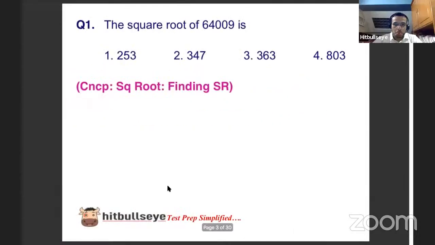So, okay, let's talk about the square root. I'll give you a minute. Can anybody tell me what is the square root of 64009? Can anyone work it out and tell me the answer? Is it the first option, second option, third option, fourth option? I'll give you a quick 30 seconds.